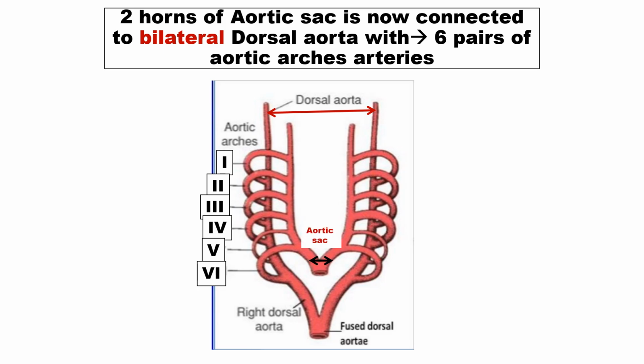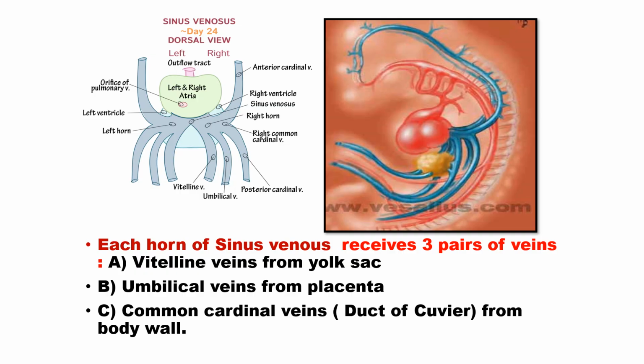The two horns of the aortic sac are now connected bilaterally to the dorsal aorta by 6 pairs of aortic arch arteries. Fifth is rudimentary and completely disappears. Each horn of sinus venosus also receives 3 pairs of veins: vitelline veins most medially, from the yolk sac; umbilical veins, carrying oxygenated blood from the placenta; and common cardinal veins or the duct of Cuvier, which drain the blood from the body wall of the embryo.